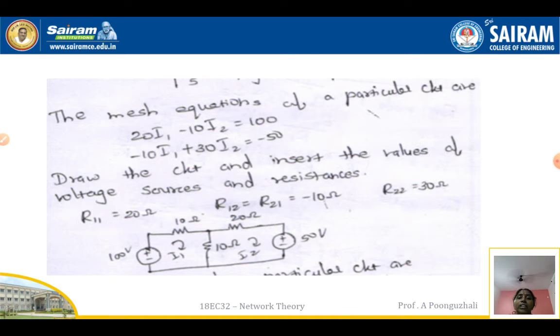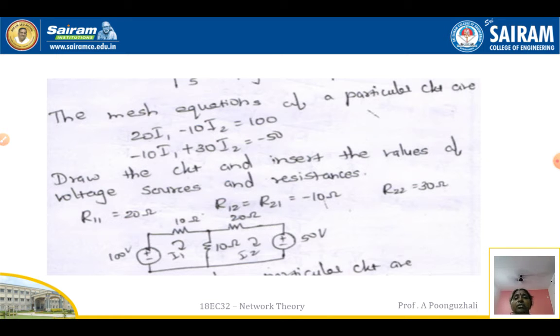So here the mesh equations of a particular circuit are given as 20I1 minus 10I2 is equal to 100, and the second equation is minus 10I1 plus 30I2 is equal to minus 50. So we are going to draw the circuit and insert the values of the voltage sources and resistances. From this what we infer is I1 and I2, which means your circuit is going to consist of two loops, I1 and I2.